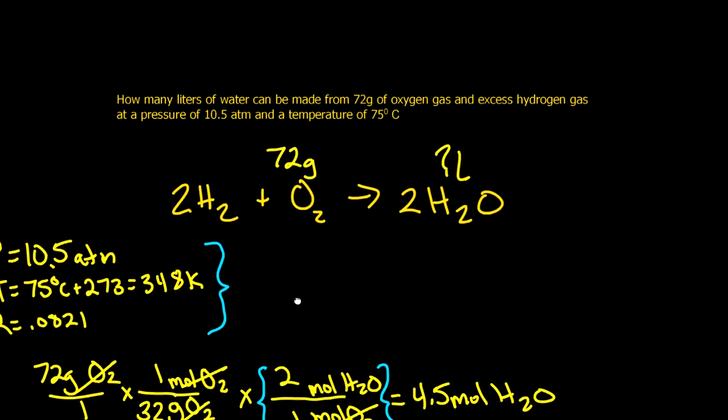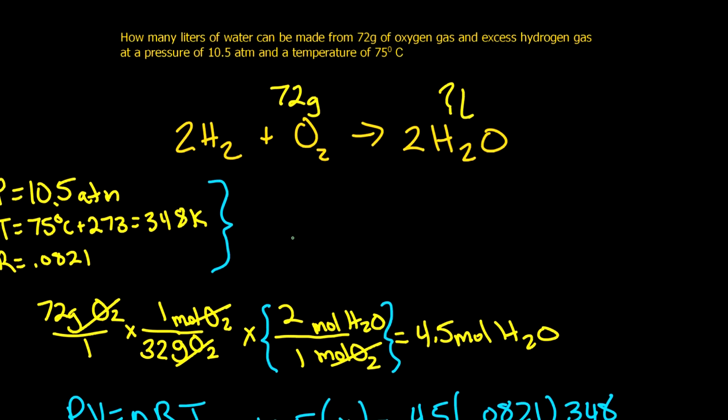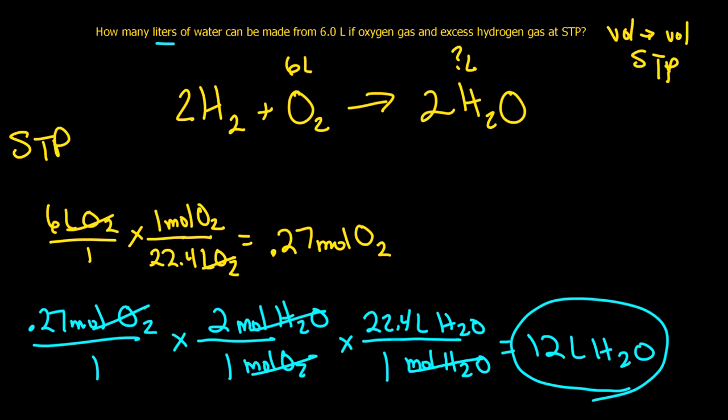Now there are different version types. Like this one was a mass to volume at non-STP. So we had to use PV equals nRT. Our first problem was volume to volume at STP. So we can just use a conversion factor of 22.4. But since we divided by 22.4 and then multiplied by 22.4, it cancels itself out. So all you really have to do with volume to volume at STP is multiply by your ratio right here. That's all you really got to do.